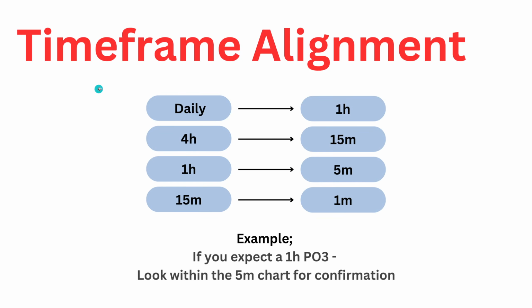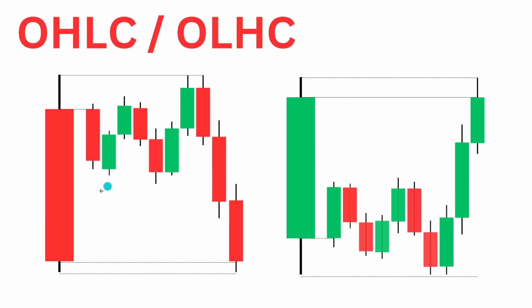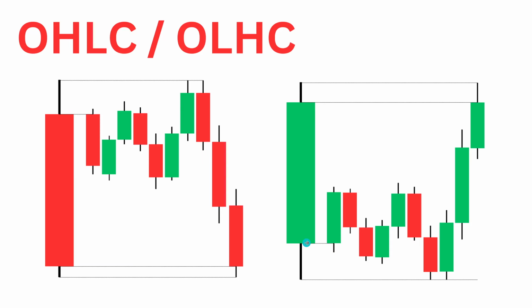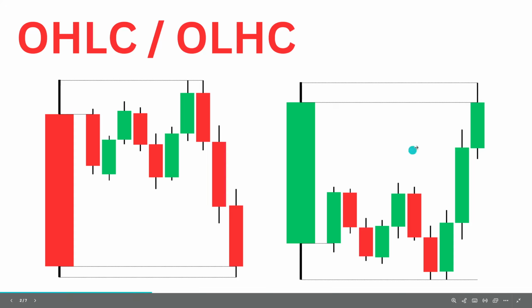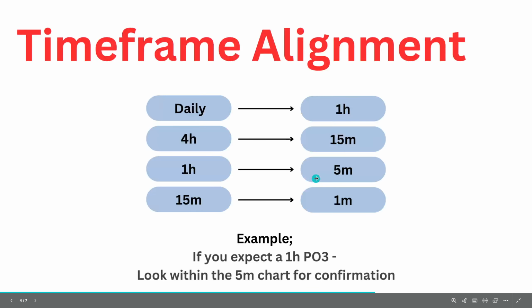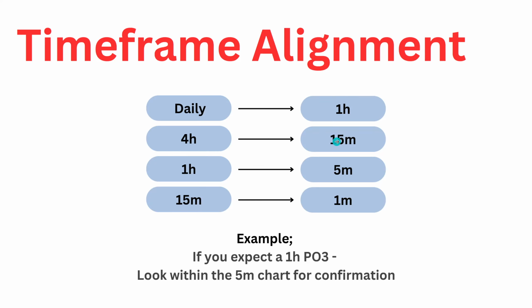Now, time frame alignment. This is where you're going to look for, if you're anticipating your daily candle, okay, let's go back a few slides. If you're anticipating your daily candle to look like one of these, you want to choose a lower time frame to reflect this price action. So if that's your daily, you want this to maybe be the hourly, right? Same for the 4 hour would be the 15, the hourly would be the 5, 15 minute would be the 1. So exactly the example we used earlier.